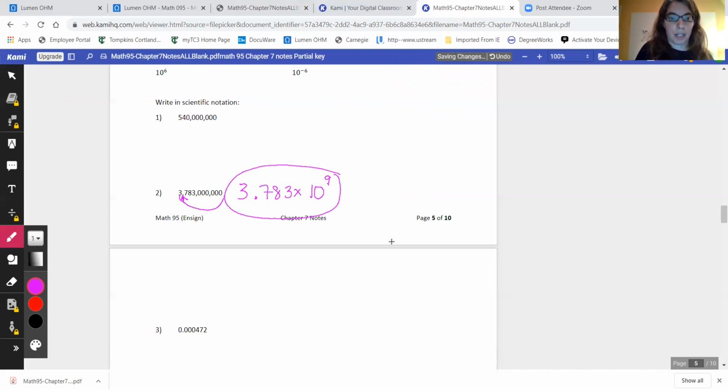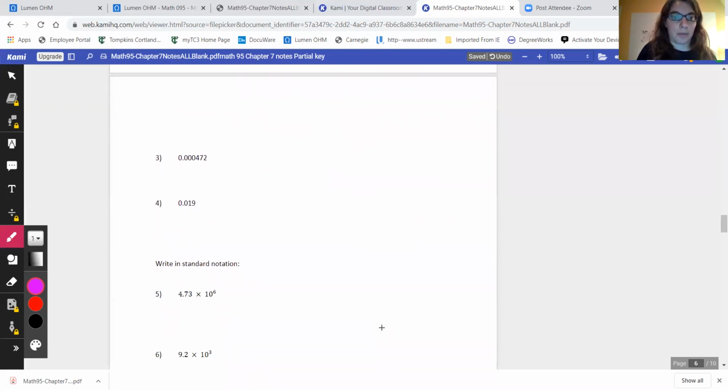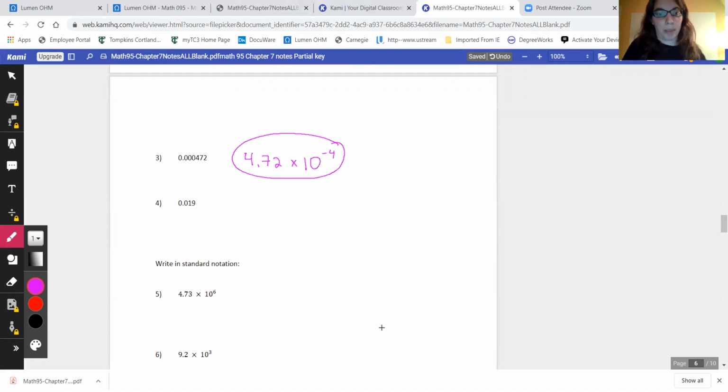I think we did the 472, right? So it would be 1, 2, 3, 4. I'd move it 4 places to get this number between 1 and 10. Since it's a small number, it's going to be a negative exponent. This one also, because it's starting out less than 1, we know it's going to be 10 to some negative power. So I move the decimal point 2 places to get 1.9 times 10 to the negative second.